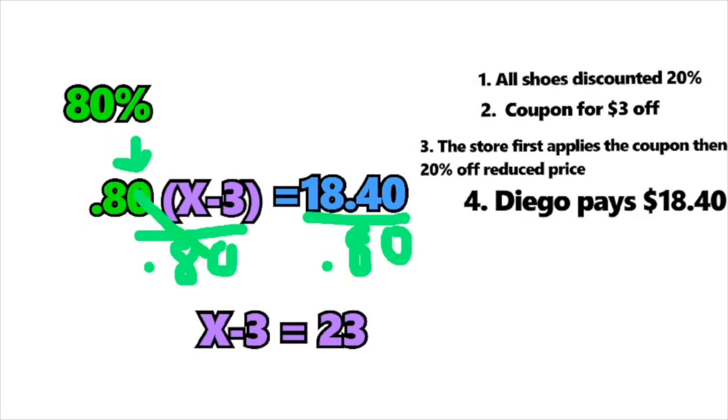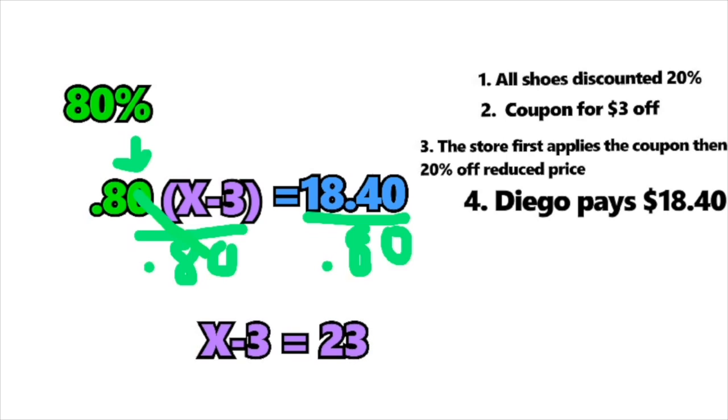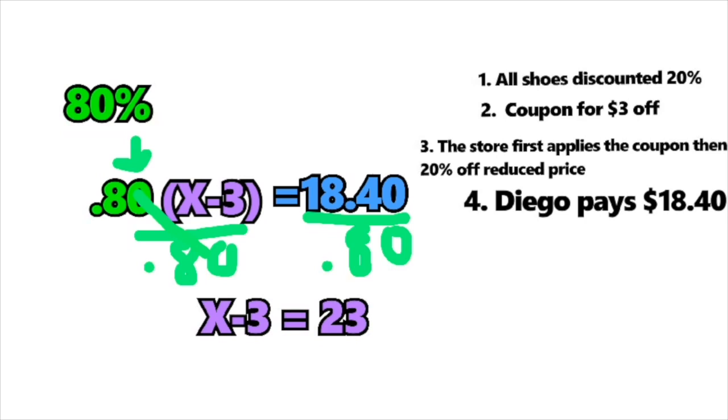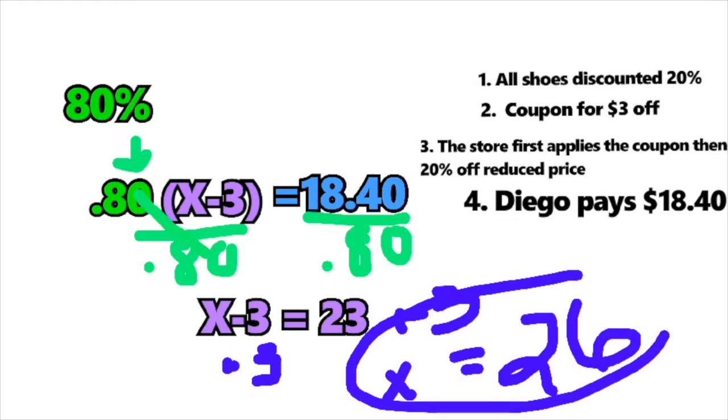Awesome. From here, what possible value minus 3 is going to give me 23? If you can't think about it off the top of your head, that's okay. Let's go ahead and add 3 to both sides. x is equal to 26. So the original price of the shoes was $26, and after the coupon and the discount, Diego only paid $18. Shout out to you, Diego, that's a bargain.